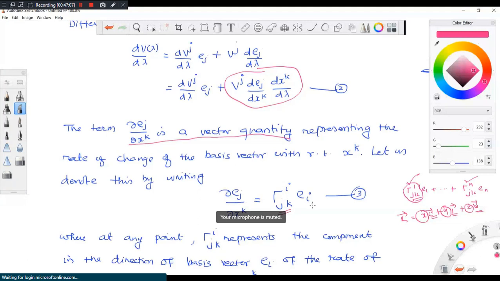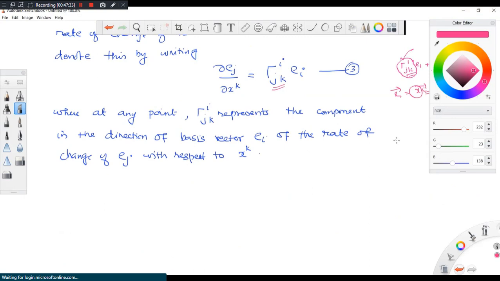No voice from the boys? We had the components Vj dxk by d lambda. So what about those? Which one? In equation 2, there we had the components, right? Vj dxk by d lambda. Let it be there, I'm not bothering about that. I'm talking about this only. I don't want to write it the other way, but this is something important. You will understand it when I come back and proceed.